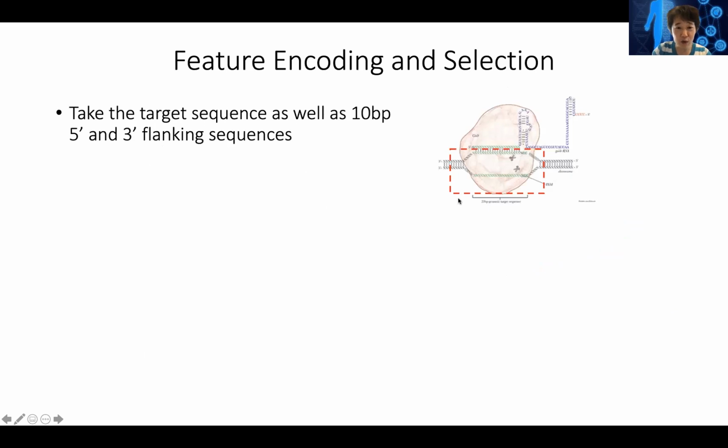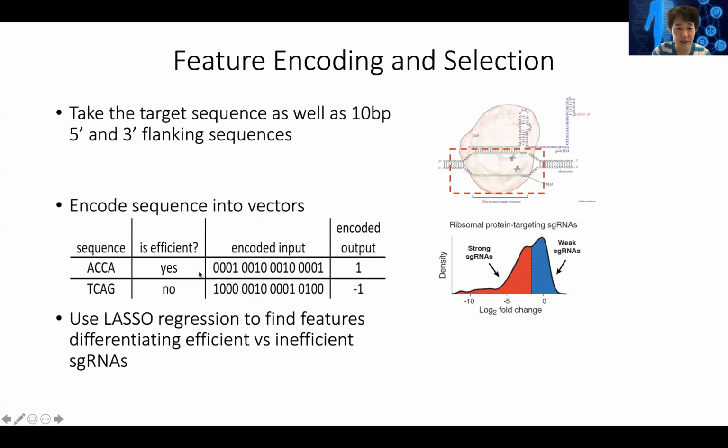And we could look at the sequences, and remember, each guide sequence is about 20 nucleotides long. You can take the 20 nucleotide sequence as well as the 10 base pairs before and after the sequence, and we can encode them into a string: A is 0, C is 1, G is 2, and T is 3. This is a kind of one-hot encoding, and so you can encode the original sequence into a string of numbers.